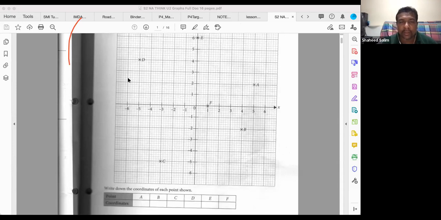So now, where is D? It is here. So what do you do? You go to the x-axis. Where is it? Down here, it's -5. So you put D as -5 for the first one. And then where is it on the y-axis? It's 4. So -5, 4. Okay, so you complete it until the end, E and F.